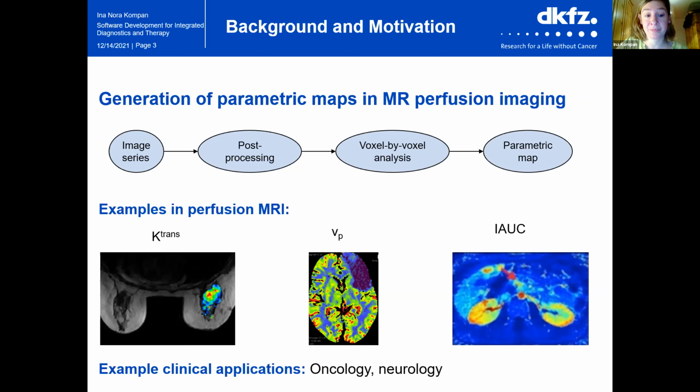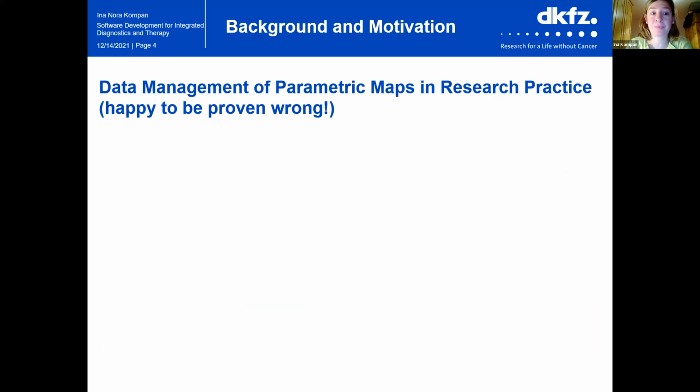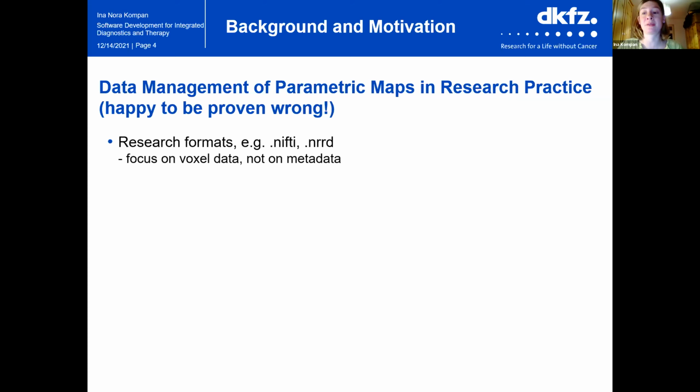There are plenty of examples of clinical applications in the field of oncology and neurology where it has been shown that parametric maps hold a great potential to distinguish between healthy tissue and pathologies. But once generated, what does data management of parametric maps look like in research practice? To the best of my knowledge, and I'm happy to be proven wrong there, one of the following scenarios is likely to be the case.